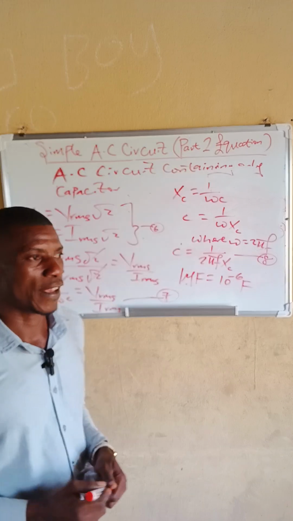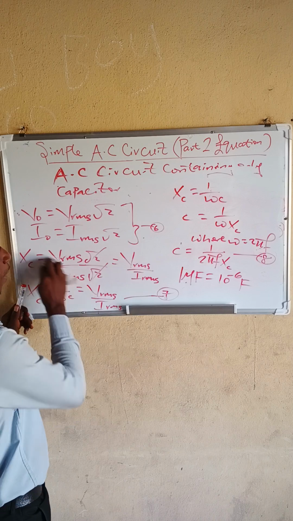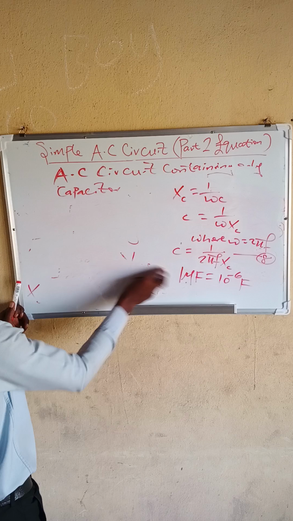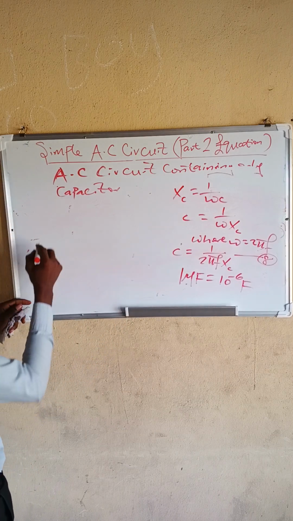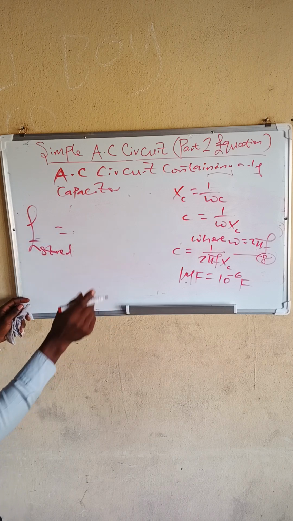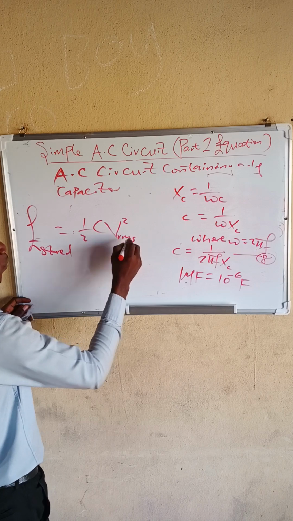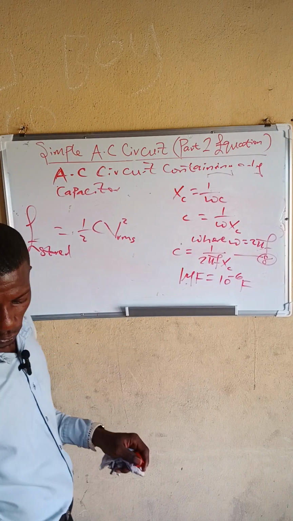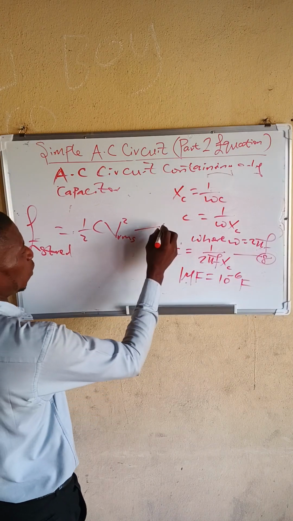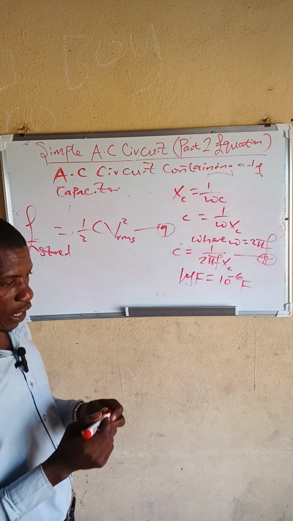We also have energy stored in a capacitor. The energy stored in a capacitor is given as half CV squared, and this V is the voltage root mean square. Call this equation 9. This one is the energy stored in a capacitor.